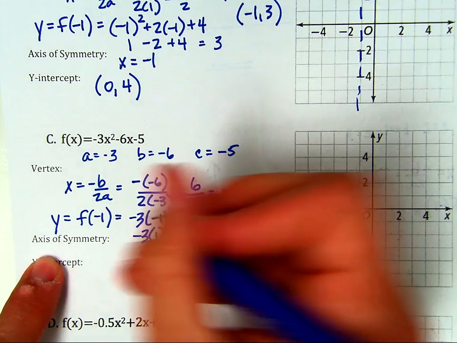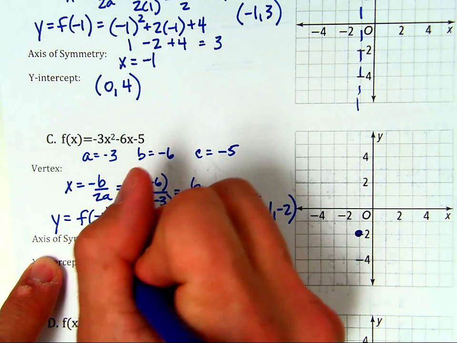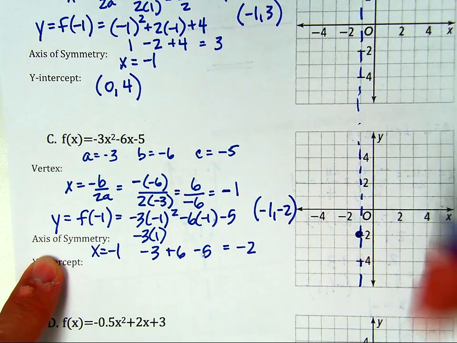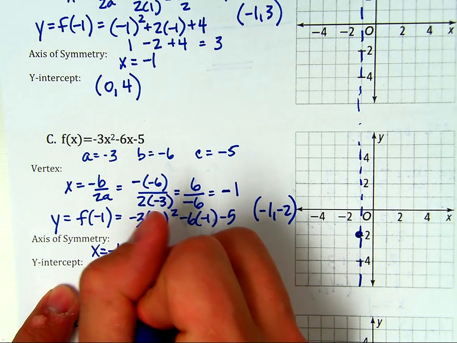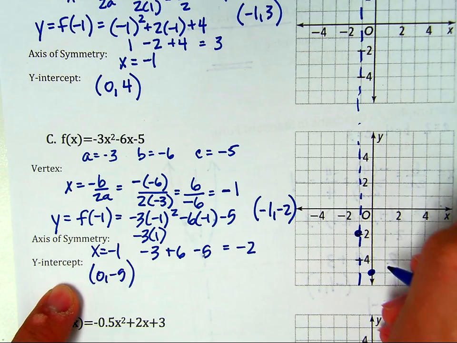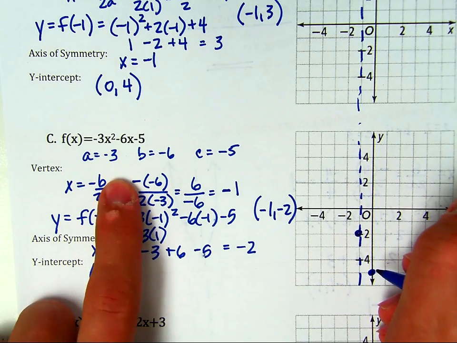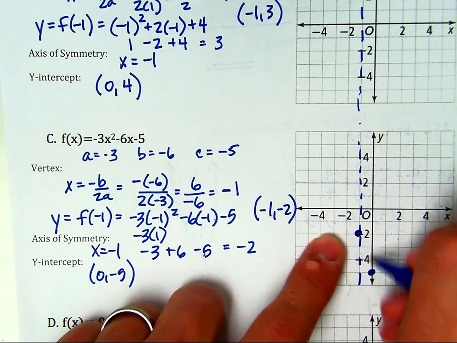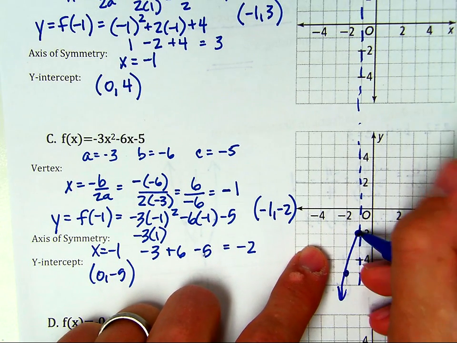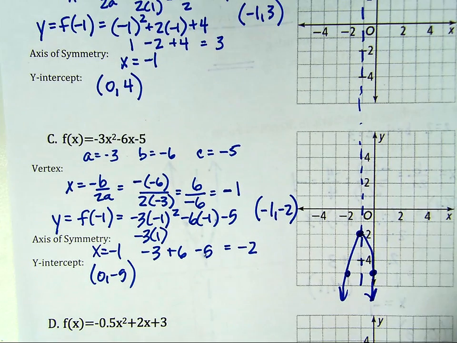The axis of symmetry is still x equals the x value. We're getting a lot of -1s here. My y-intercept is 0, -5. Now, notice my a value is -3. So from the vertex, we go down 3 on either side, and notice where it lines up. Right here on that point. There's your graph.